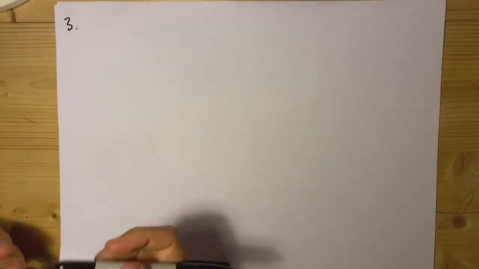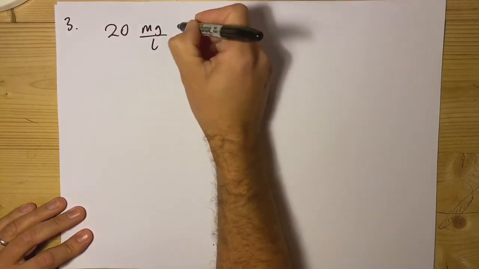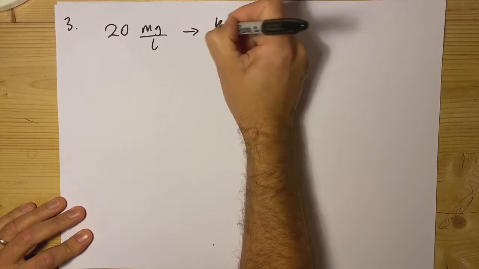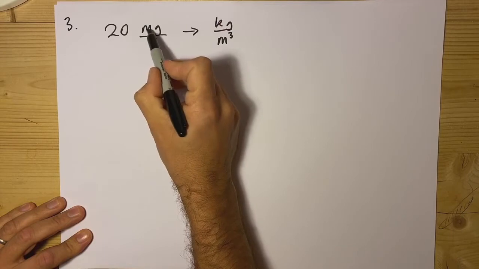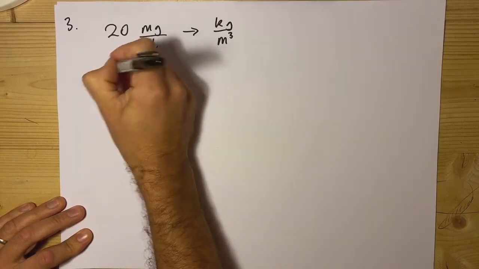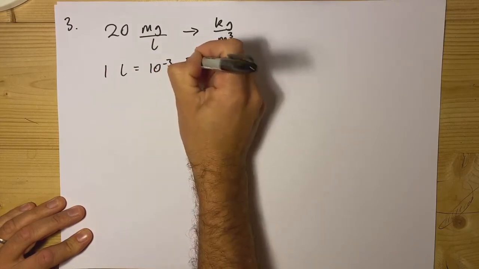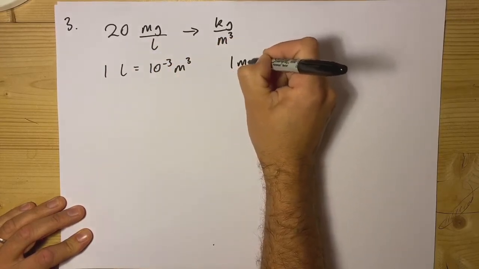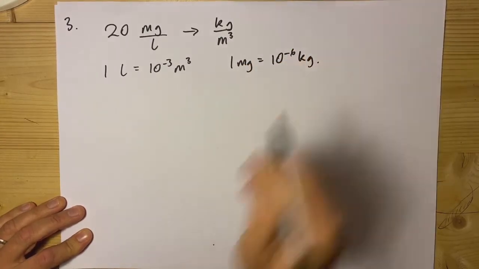Okay, question 3 has got a lot of unit conversions in it, and what I'll do, I'll go through the very last one because that's the one that's a bit more complicated because you're having to convert 2 units. So I asked you to convert 20 milligrams per litre into kilograms per metre cubed. So volume in litres to volume in metres cubed, mass in milligrams to mass in kilograms. And I'll give you some conversion factors. 1 litre is 10 to the minus 3 metres cubed, and 1 milligram is 10 to the minus 6 kilograms.